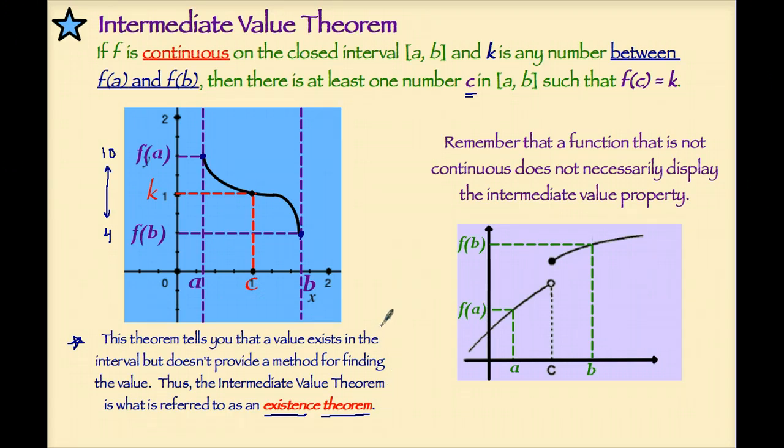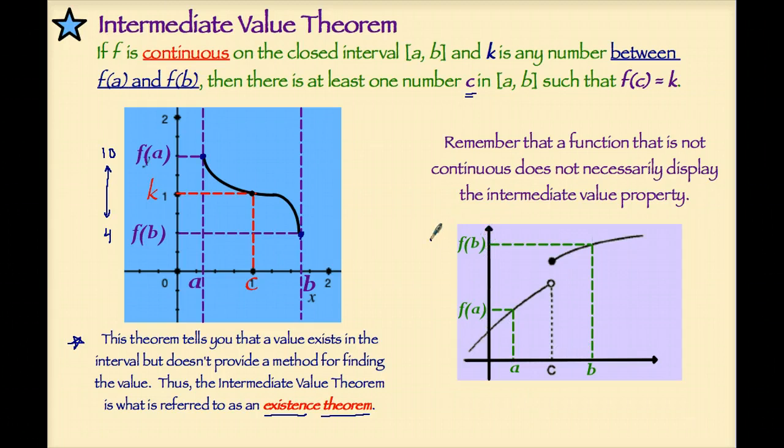Now, remember that a function that is not continuous does not necessarily display the intermediate value property. It could, but it doesn't necessarily do so. Notice I've shown here a discontinuous function at the point c, and again I have an interval a to b, f of a to f of b.